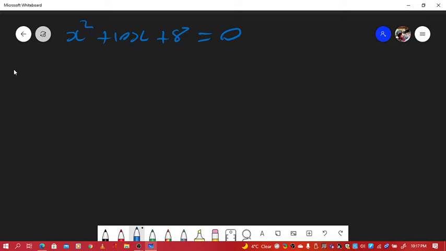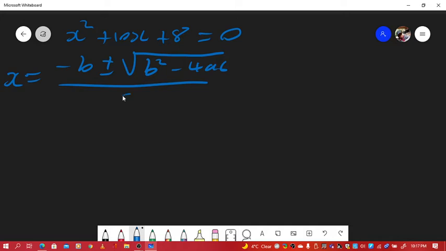And your quadratic formula goes like x equals minus b plus or minus the square root of b squared minus 4ac, all over 2a. Which one is your b, which one is your a? According to our quadratic equation, here is our a, this is our b, this is our c.